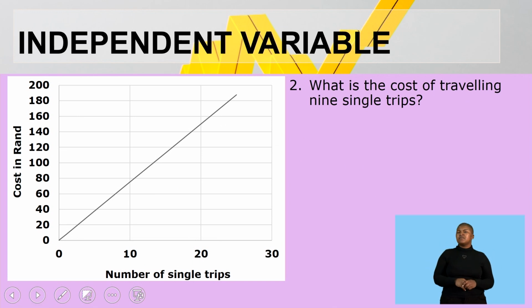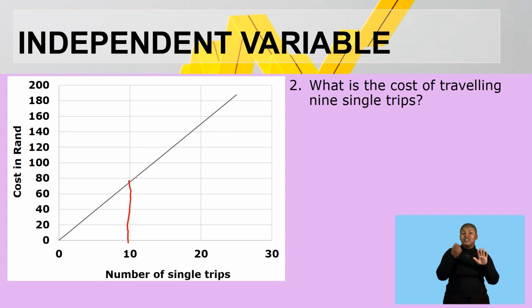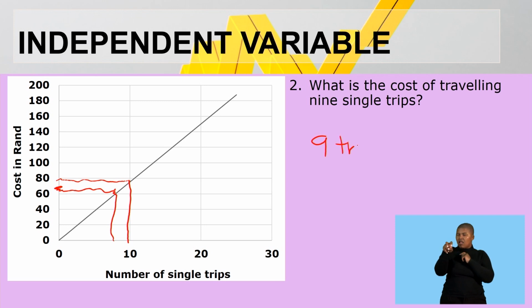What is the cost of traveling 9 single trips? So now what we can do, the closest here is the 10, and we can see the 10 is just about 79 rand, so 10 will more or less be there. Going on, sorry for that very skewed line, 9 trips will cost more or less 70 rand.